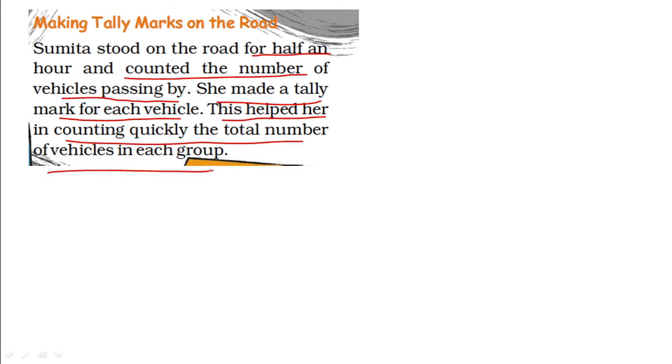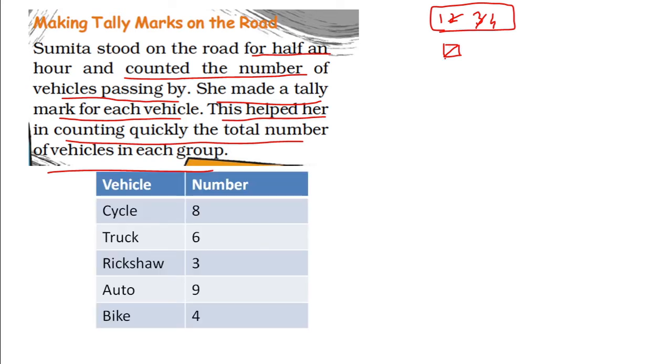So she stood there for half an hour and saw how many vehicles were going on the road. It is very difficult to count like this. For example, one, then she has to write two, then she has to cut this, then three, then she has to cut this, then four. So instead of doing this, she just put tally marks 1, 2, 3, 4, 5, so that no cutting will be there. So this is the use of tally marks. Okay, so let us see what she saw.